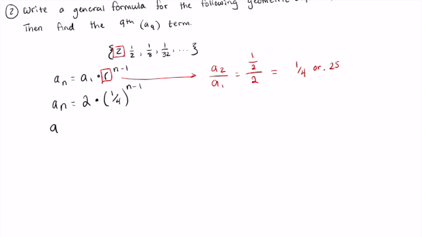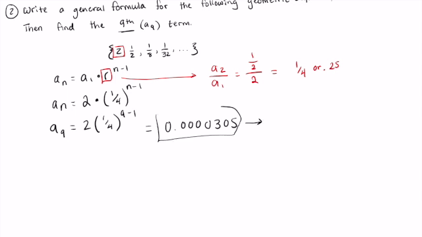So now I'm going to find the 9th term. So a sub 9 equals 2 times 1/4 raised to the 9 minus 1. Plugging this into our calculator, we get a very small number, to where my calculator won't even give it out. So we have 0.0000305. I think that's correct. 1, 2, 3, 4, 5. Yep. So obviously very small numbers here.